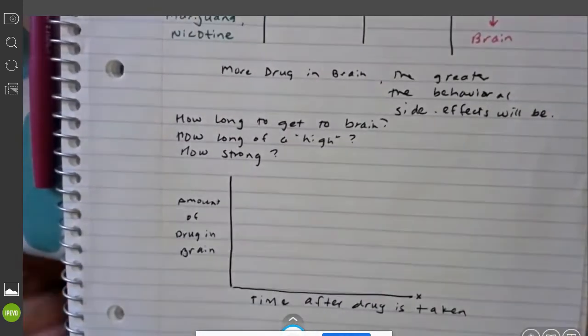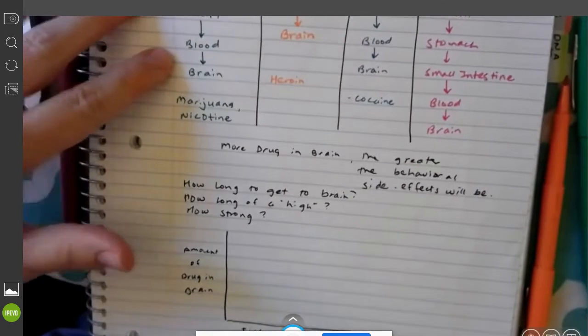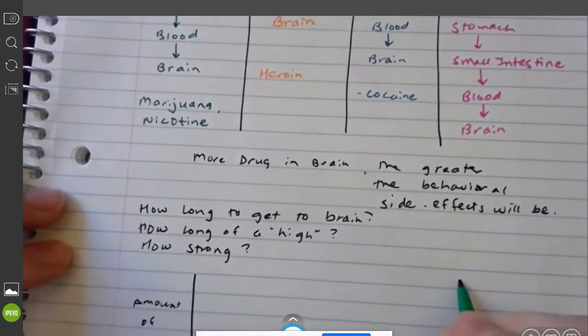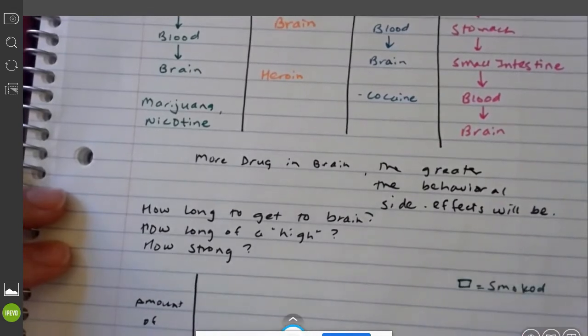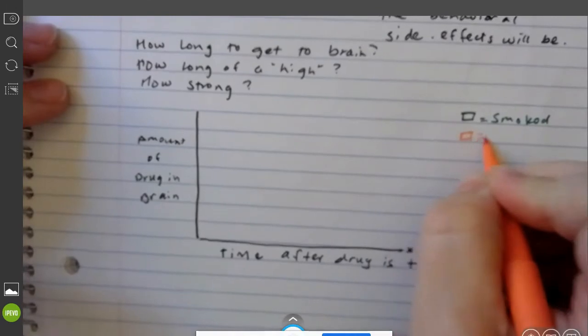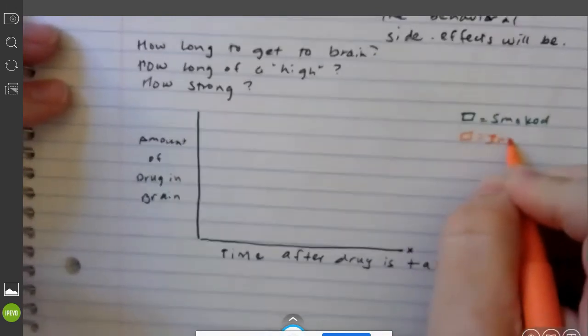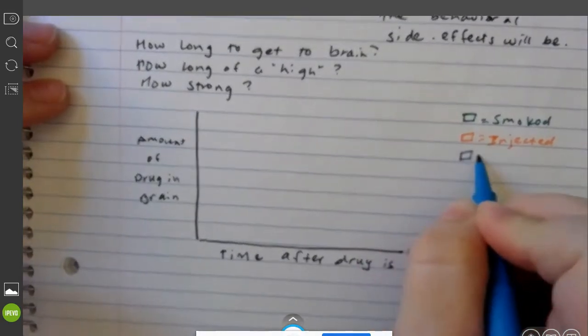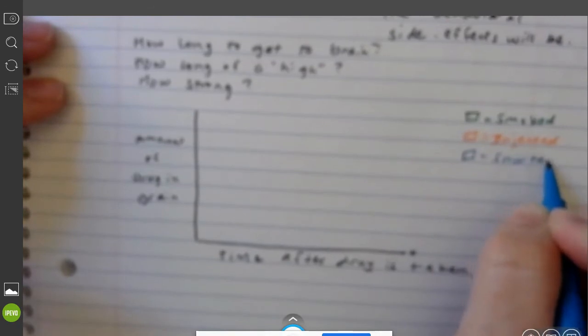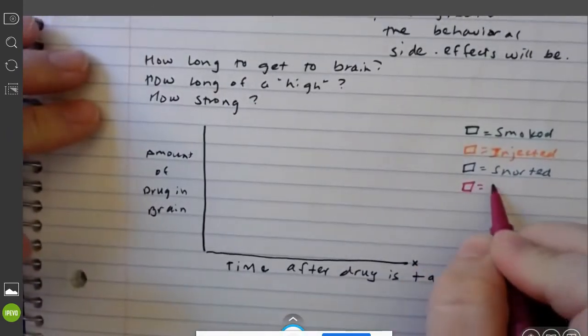So let's go ahead and make a key. I'm going to try to use the same colors as I did up here. So my green is going to be my inhaled or my smoked drugs. I'm just going to put smoked. All right, let's see. My orange is going to be my injected drugs. My blue is going to be my snorted drugs. Keep in mind, people that snort drugs will often have nosebleeds. And then my pink, magenta, is going to be my pills.